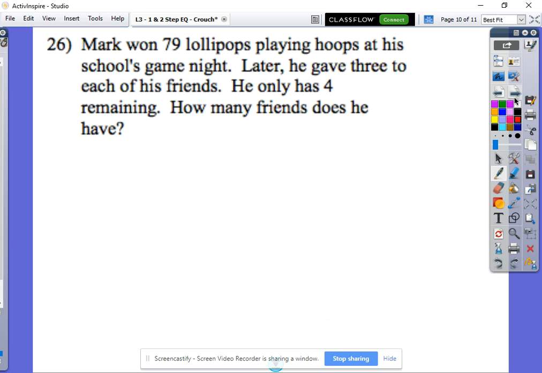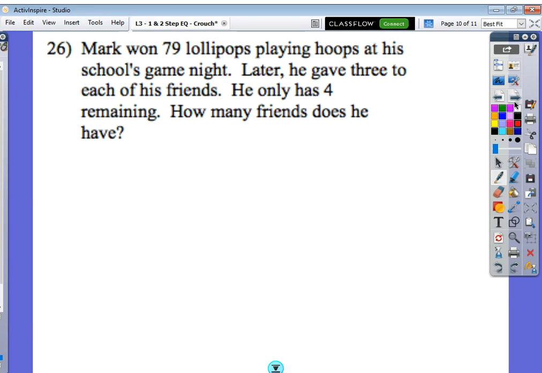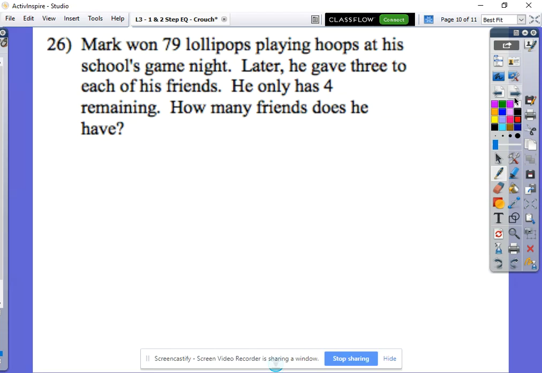Take a second, and think that one over again. If you need to, practice with a neighbor. Try this one: Mark's won some lollipops. So try this one on your own or with a friend. Work together for a second. Press pause here and see if you can create an equation before I show you what it looks like.